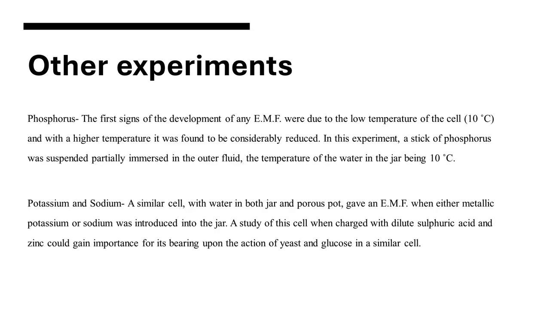Experimenting with phosphorus. The first signs of the development of any EMF were due to the low temperature of the cell, 10°C, and with a higher temperature it was found to be considerably reduced. In this experiment, a stick of phosphorus was suspended partially immersed in the outer fluid, the temperature of the water in the jar being 10 degrees Celsius.